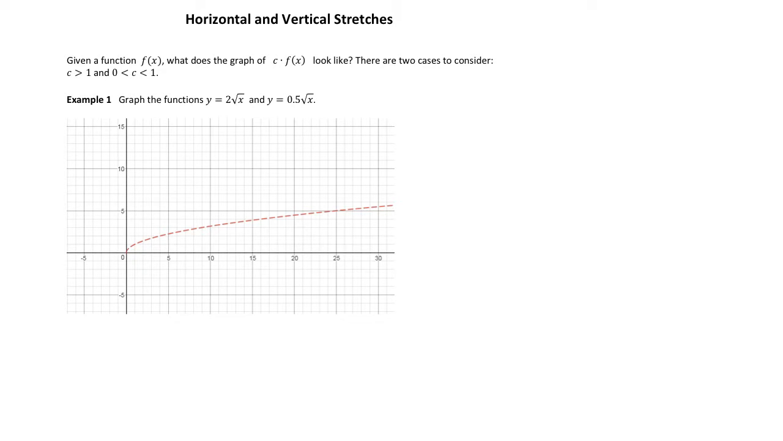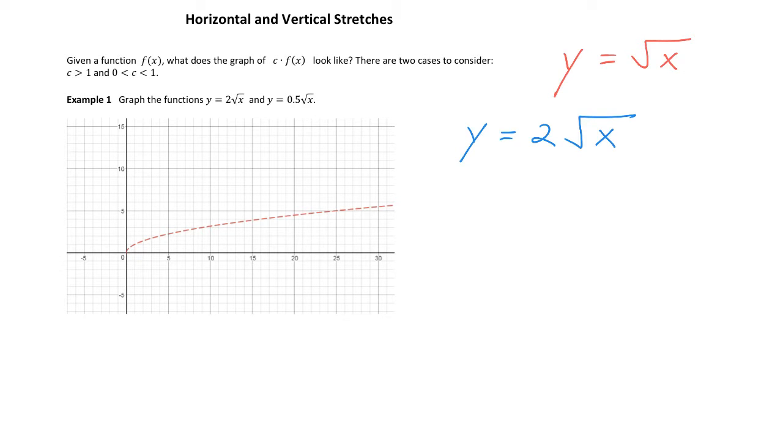For example 1, notice that the number c is outside of the function. So this means that we're going to be adjusting the y value in some way. So the graph that we're starting with is the square root of x. And just as before, if you're changing the y value, it's going to change it in the exact same way that you would expect. So I'll start with y is equal to 2 times the square root of x.